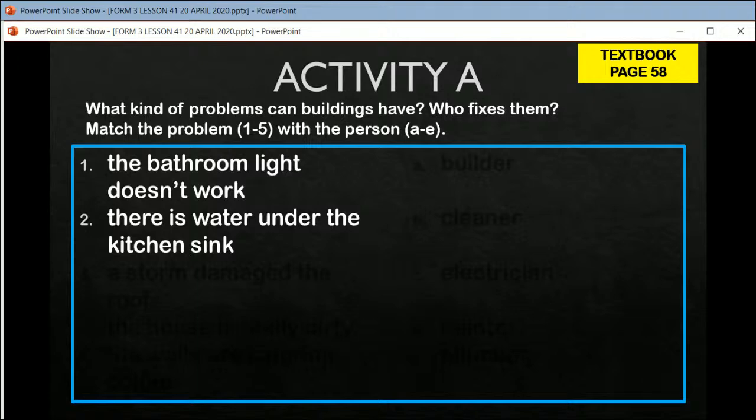What about if there is water under the kitchen sink? There is water under the kitchen sink. Who would be the person that you would want to fix it? Plumber, right. Sarinia, very good. Right. Plumber, excellent, wonderful, good, great.